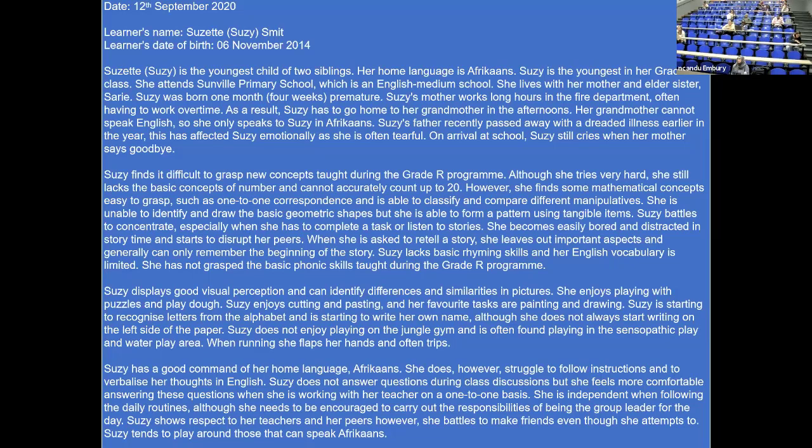Now that section in the second paragraph, can you identify the domain of development there? So this would form part of cognitive development, problem solving, mathematics concepts. And can you see there are things that she can do and things that she cannot do? So you are going to highlight both of those in order.